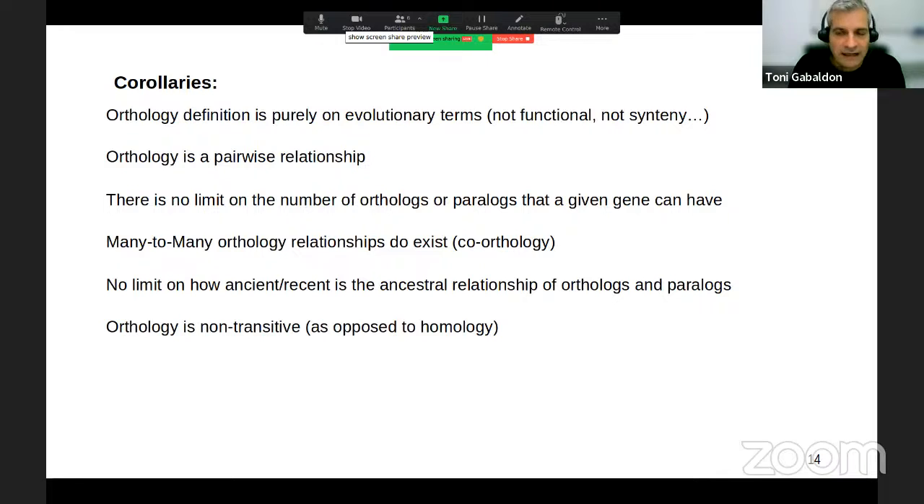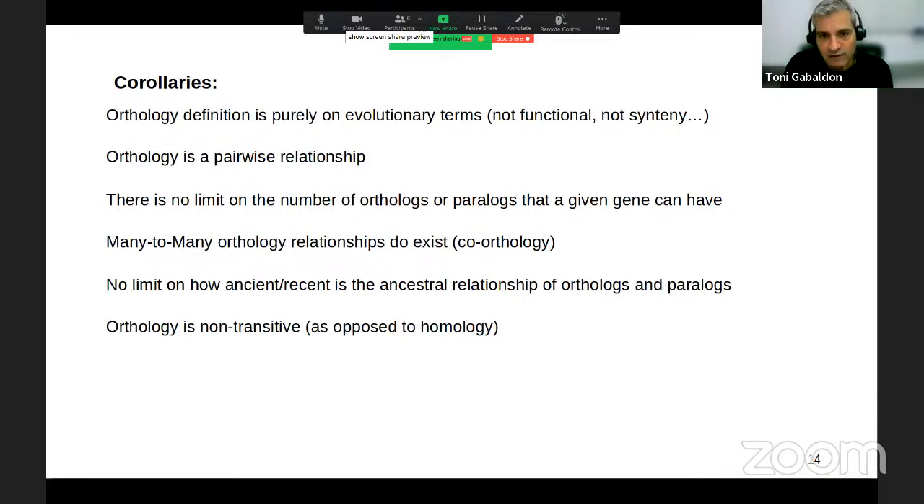It's not related to function nor synteny in any case. So it's similar to homology. We may have orthologs that do completely different things, but if they derived from the same gene through speciation, they are still orthologs. Also, orthology is a pairwise relationship. It's not a group relationship. It's a relationship between two genes.